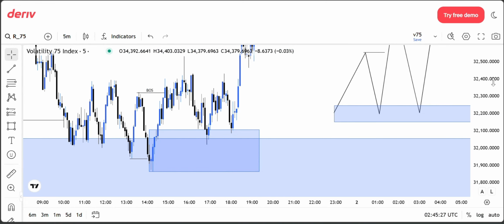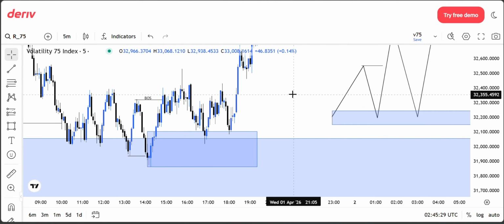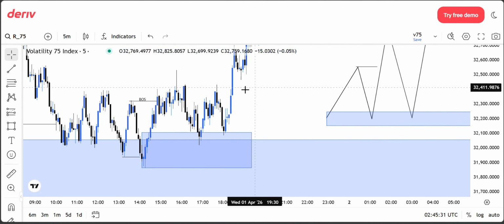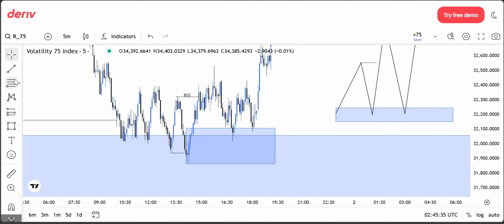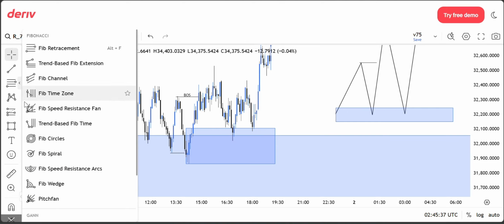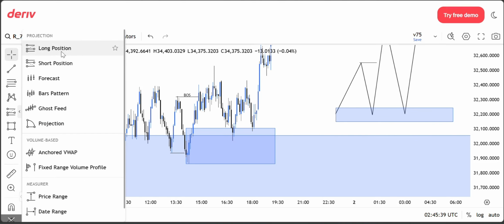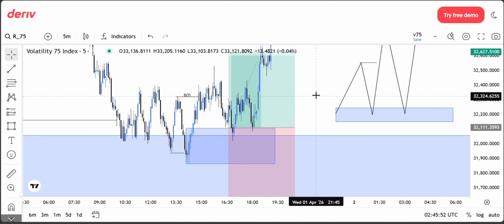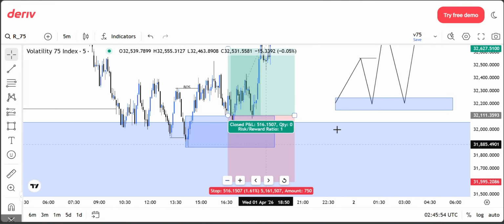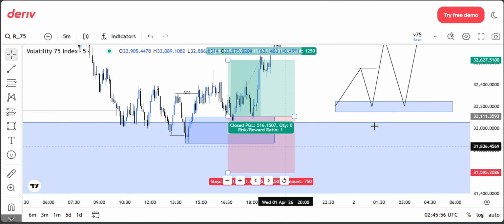Okay, so now where would we put our entry? So this was an entry, a long position, and that's where we have that break of structure. We have that zone that caused the break of structure. Okay, so this would be our entry, and then our stop loss above.